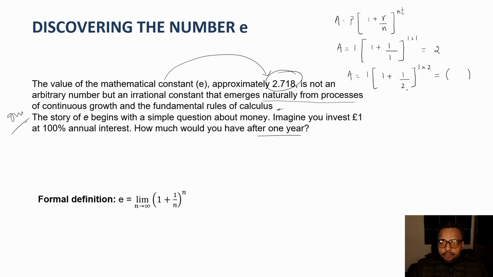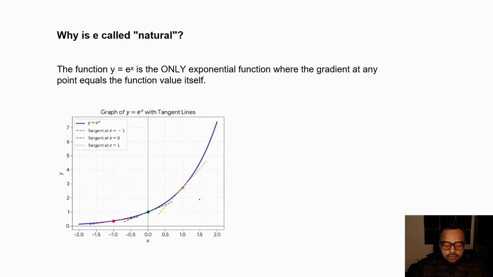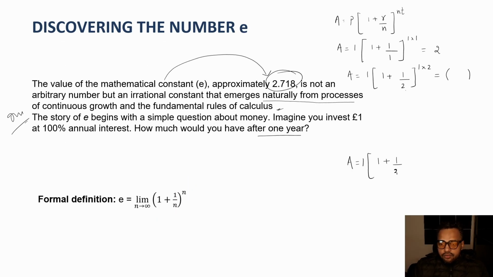Similarly, next we'll put 1/3 here and the power will be 1 times 3. But at the end, for example, if the money is getting compounded every day, it will be (1 + 1/365) raised to the power 1 times 365. If you calculate this, you will get approximately 2.715. This is the value which you'll be getting.